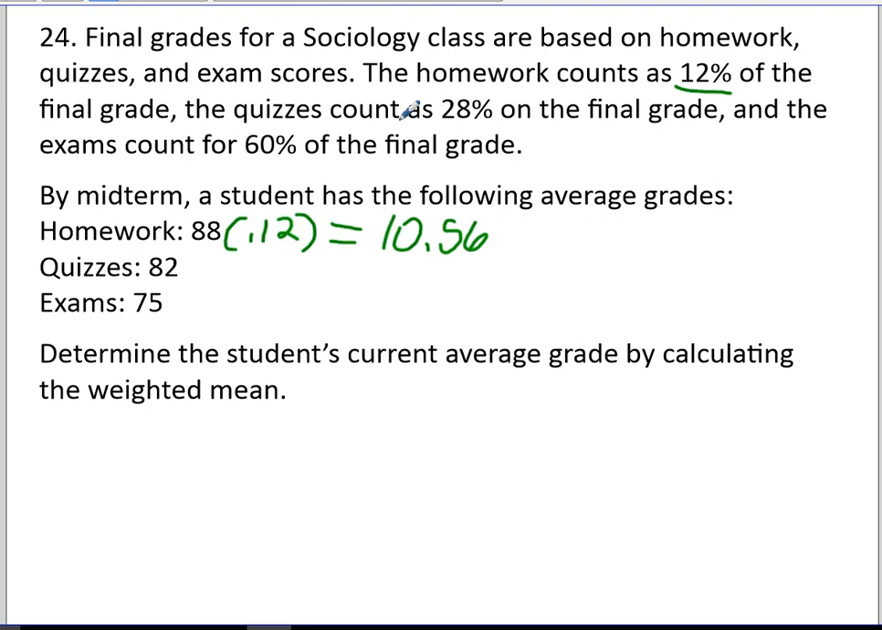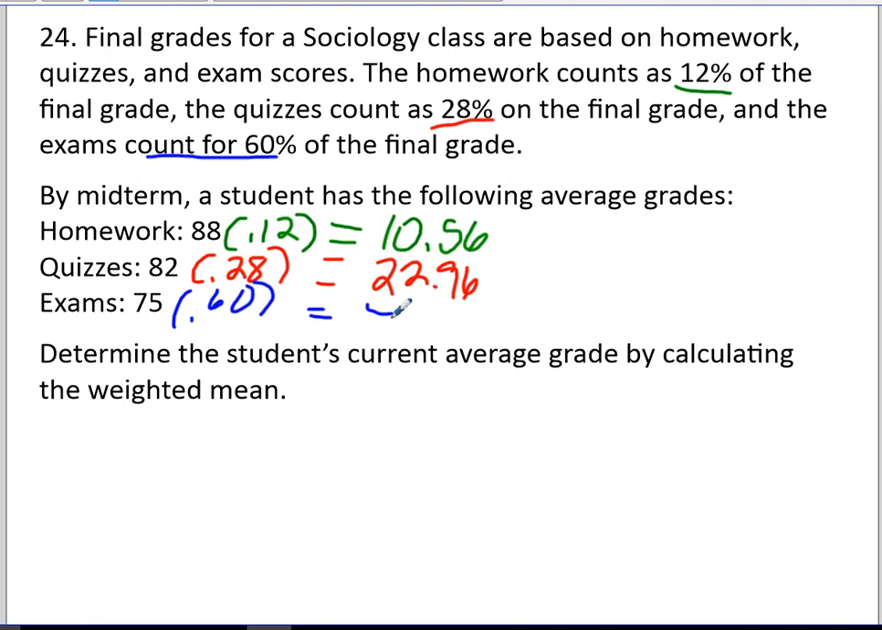We continue reading and see that quizzes are worth 28% of the grade. So our 82% on quizzes times 28% of the total grade will give us 22.96 points towards the final grade. And then the exams count for 60% of the grade. So we're going to multiply our 75% times 60% or 0.60, and that gives us 45 points towards the final grade.